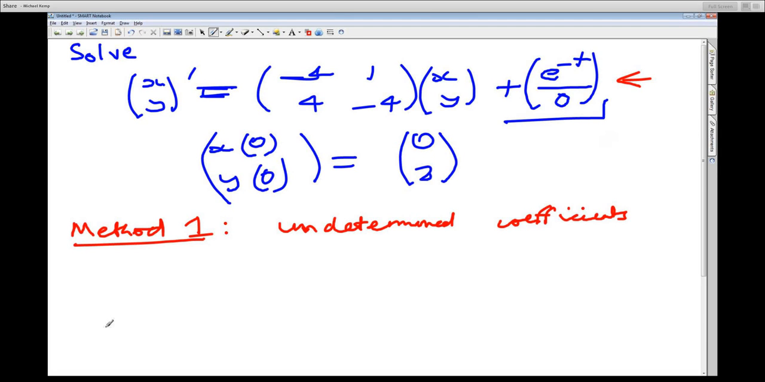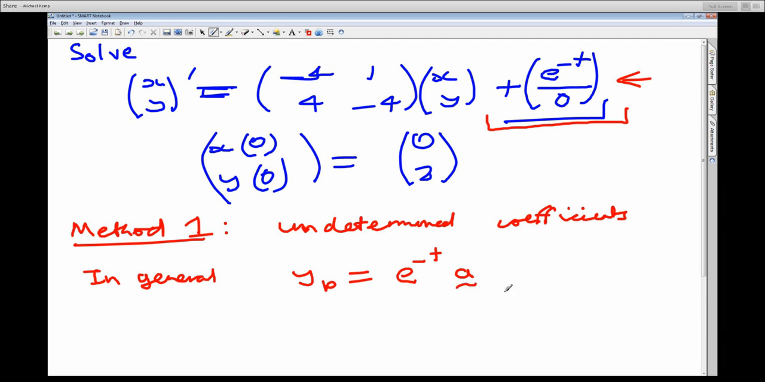And undetermined coefficients is really just making an educated guess what the solution is going to be. So this is how I would describe it in general. You just make a guess, and you guess YP in terms of whatever the inhomogeneous term up the top here is. So if you've got exponentials, like you've got here, e to the minus t, then you guess that exponential times some vector a, which we'll work out in a second.